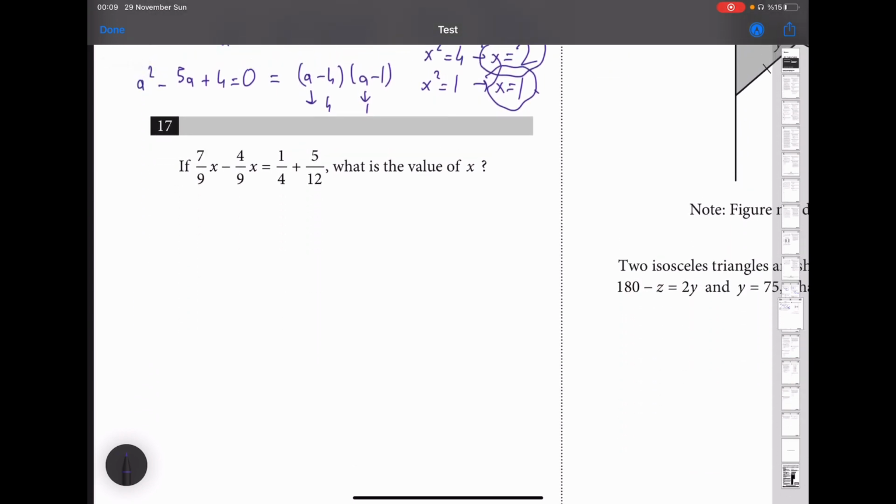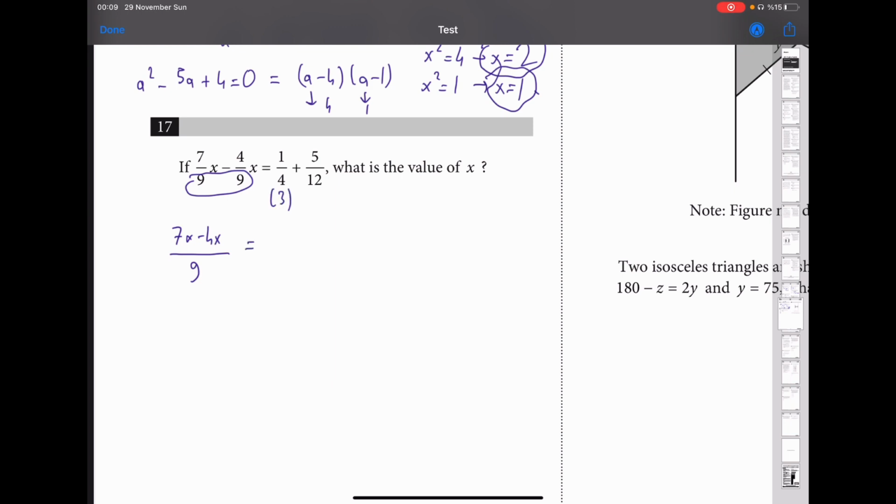Next question. If 7x divided by 9 minus 4x over 9 equals 1 over 4 plus 5 over 12, what is the value of x? Okay, let's write them with a common denominator. 7x minus 4x divided by 9 equals, let's multiply by 3 over 12. So 3x over 9 equals 8 over 12, and this equals 2 over 3. Multiply both sides by 3. So 9x divided by 9 is x, and this is 2. So the value of x is 2.